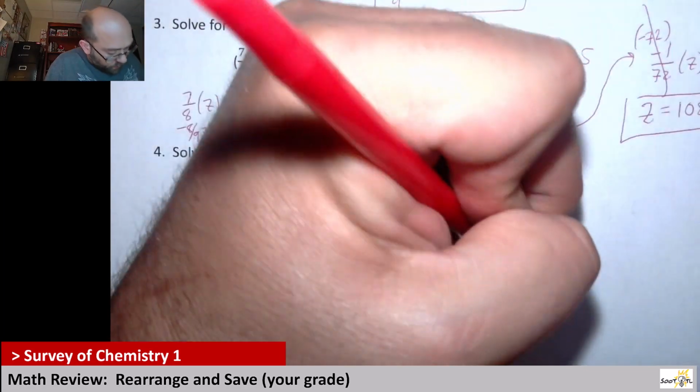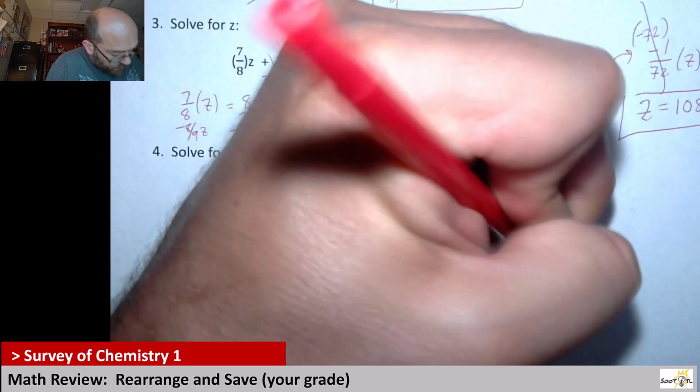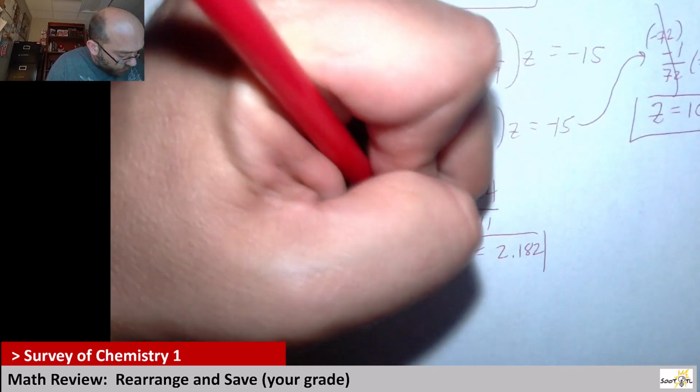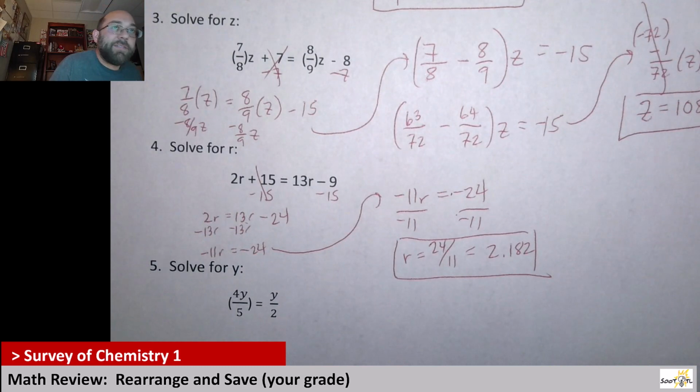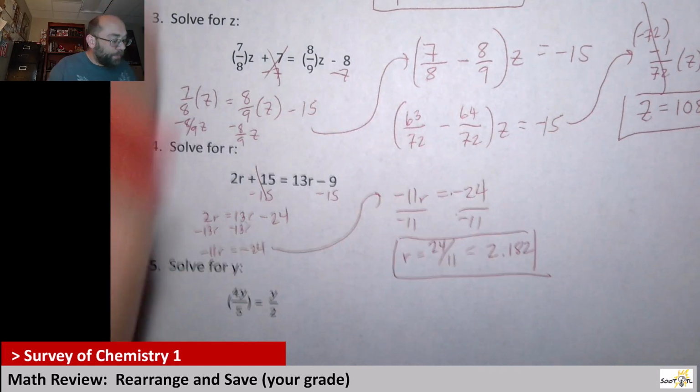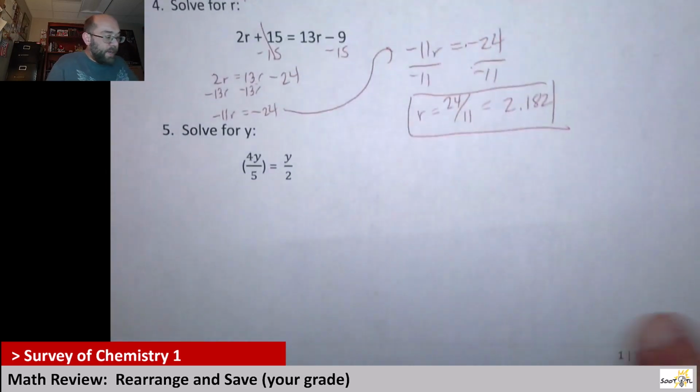All right, so 2.182. I'm being kind of arbitrary here in where I'm stopping with decimal points, but if you ever had to know what decimal point to stop at, the question will tell you. Okay. All right, next up.